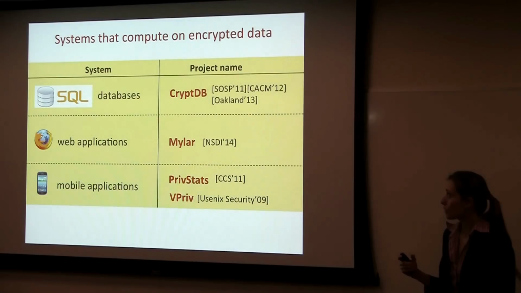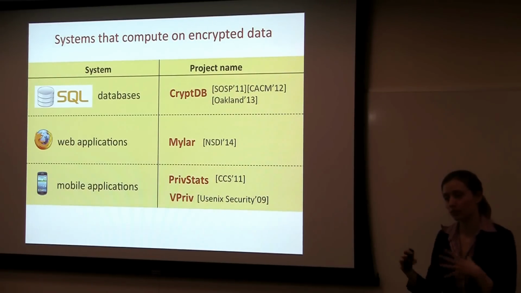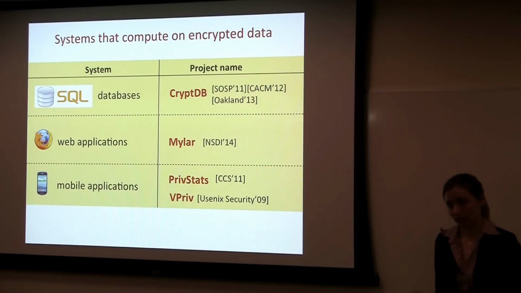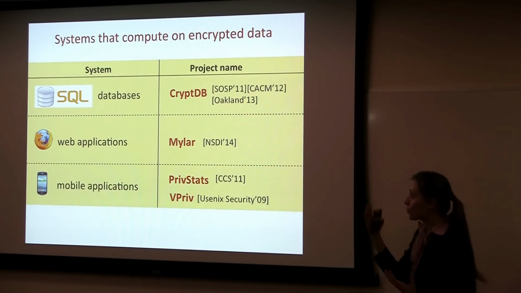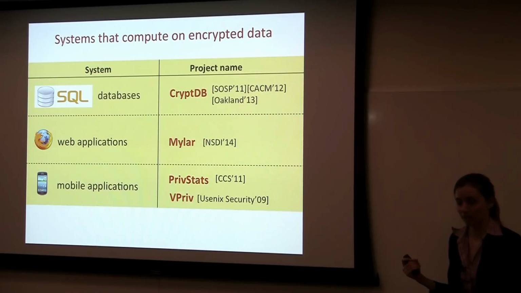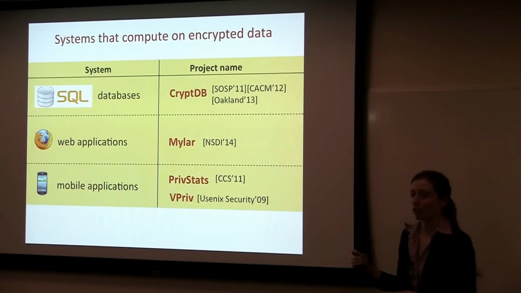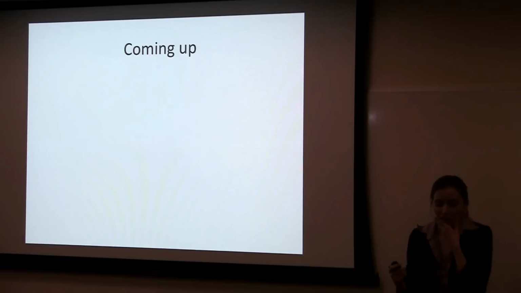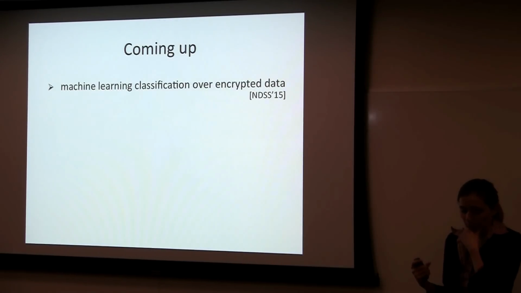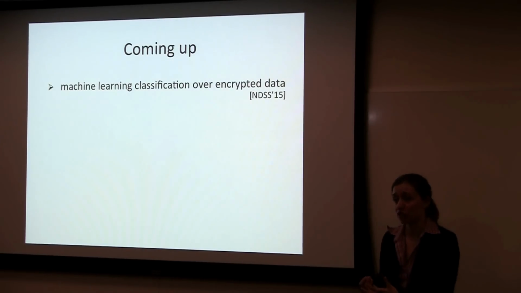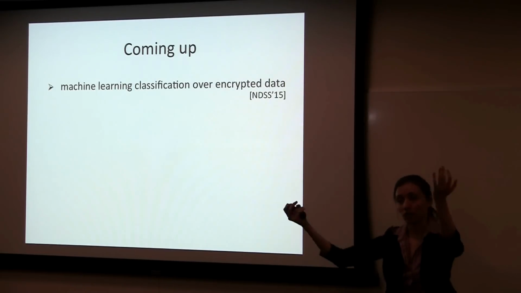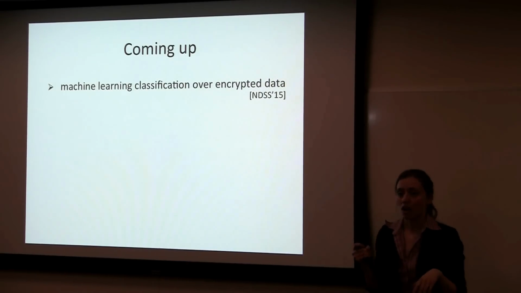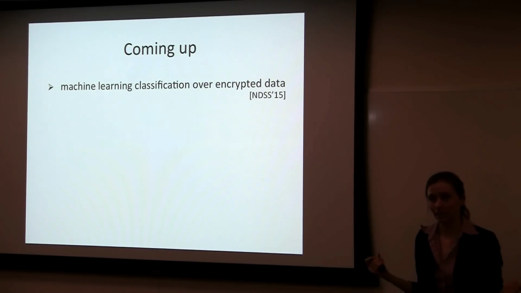So basically, I'd like to zoom out into the bigger vision that Mylar is part of, namely building systems that compute on encrypted data. I mentioned that we managed to build such systems for databases, Mylar for web applications, and PrivStats and vPriv for mobile applications. And now we have a set of really exciting work coming up. So first, we show that you can actually support machine learning classification efficiently over encrypted data. And this works for most common classifiers, such as naive Bayes, SVM, decision trees, combine them with AdaBoost, and so forth.